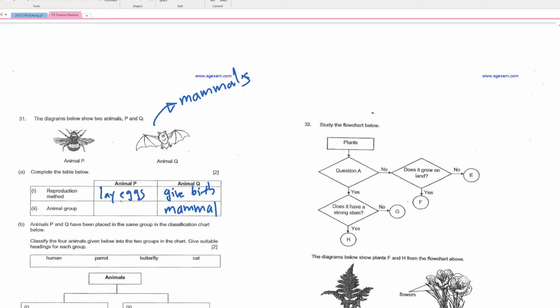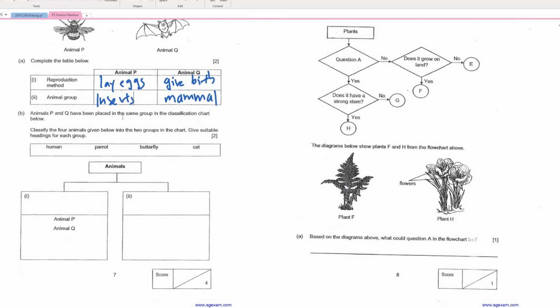The rest of the animals, they lay eggs. So animal P is a bee. It lays eggs. And because animal P is a bee, it's in the group of insects. Insects have 6 legs and 3 body parts. Let's take a look at question B. Animal P and Q have been placed in the same group in the classification chart below. Classify the 4 animals given below into 2 groups in the chart, and give a suitable heading for each group.